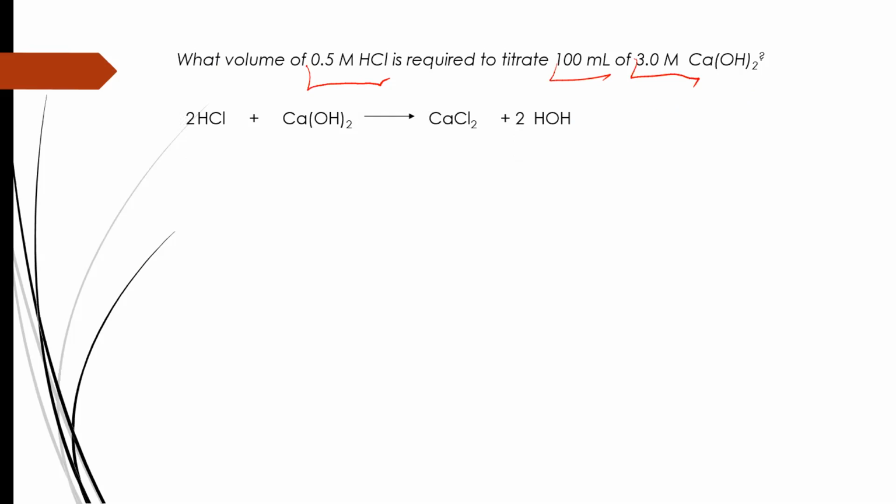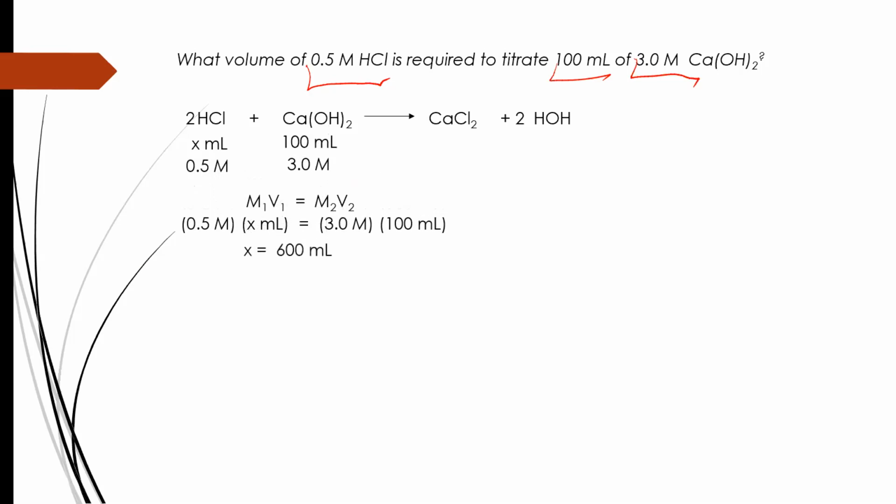We've got to go ahead and balance that, make sure that we have that balance. And so what we're looking for is what volume of that HCl we need. We know its concentration. We know the volume of our calcium hydroxide, and we know its concentration here. So we can try to use M1V1 equals M2V2. We would have our 0.5 moles of our X, 3.0 moles of our 100, and we would find out that we would need 600 milliliters.